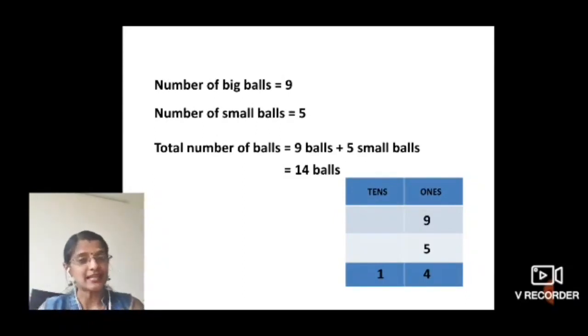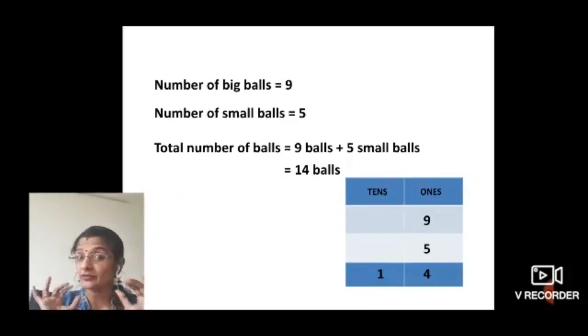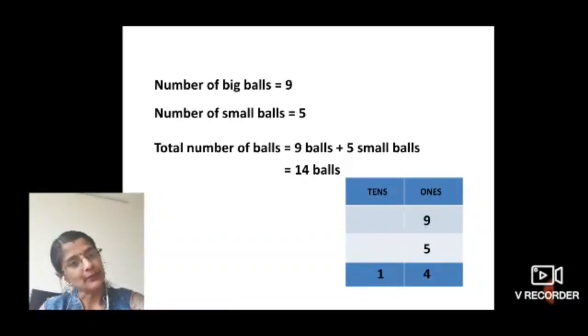Okay, so the third statement we have framed on the basis of the question. On the basis of the question we have framed how many balls are there in total. That was the question. So based on that we have framed the statement: total number of balls is equal to 9 balls plus 5 balls. And then we have done addition in the column method and we have written the answer.